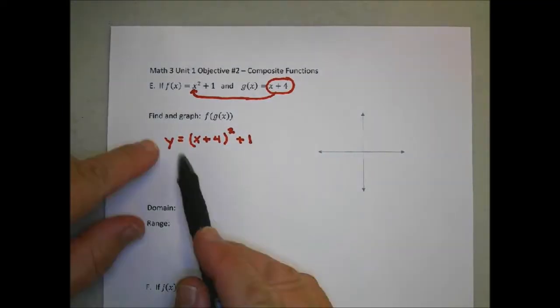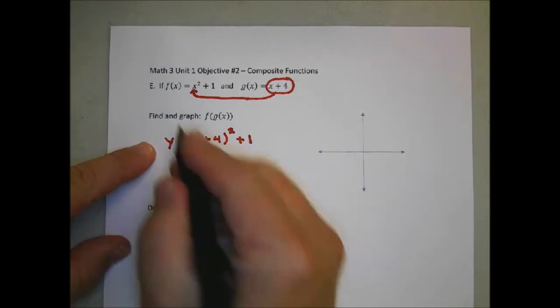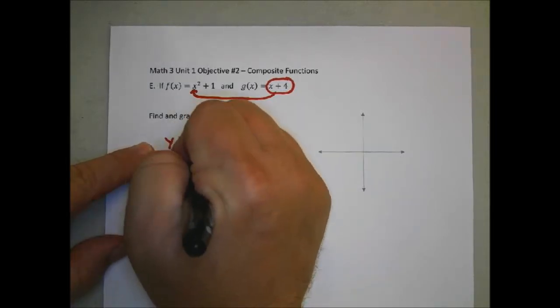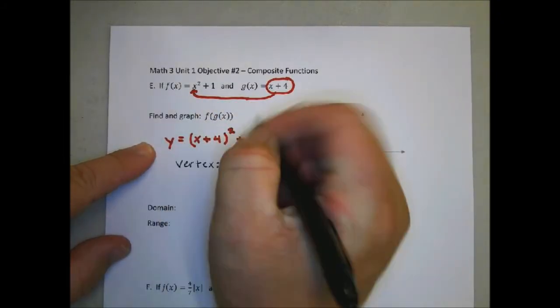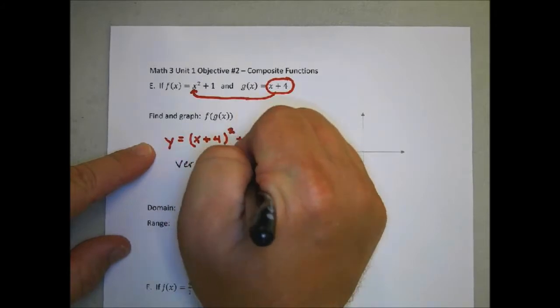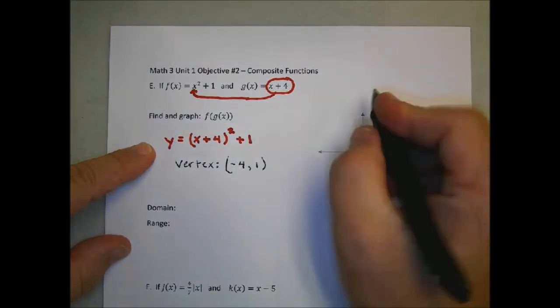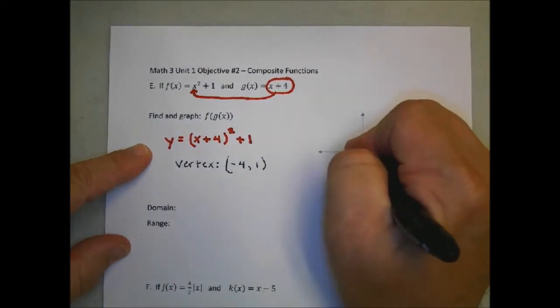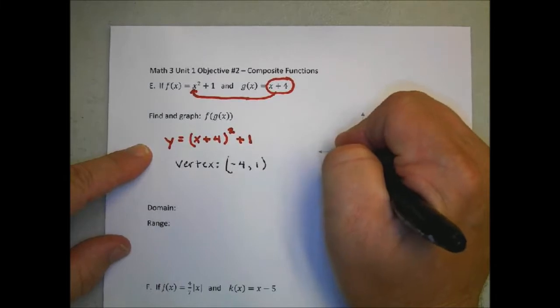Now, the characteristics of this graph are that it's a parabola. It's a quadratic equation. And the vertex, the key point on this graph, is going to be at negative 4, positive 1. So, negative 1, negative 2, negative 3, negative 4, positive 1. There's your vertex right there.